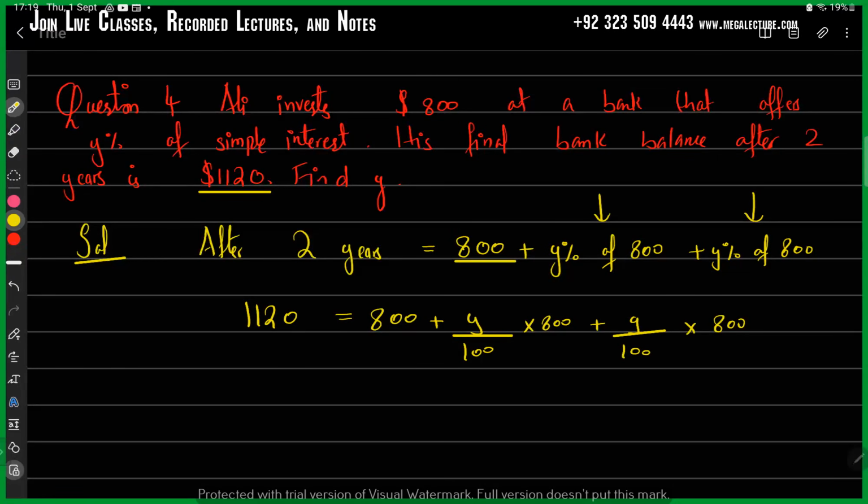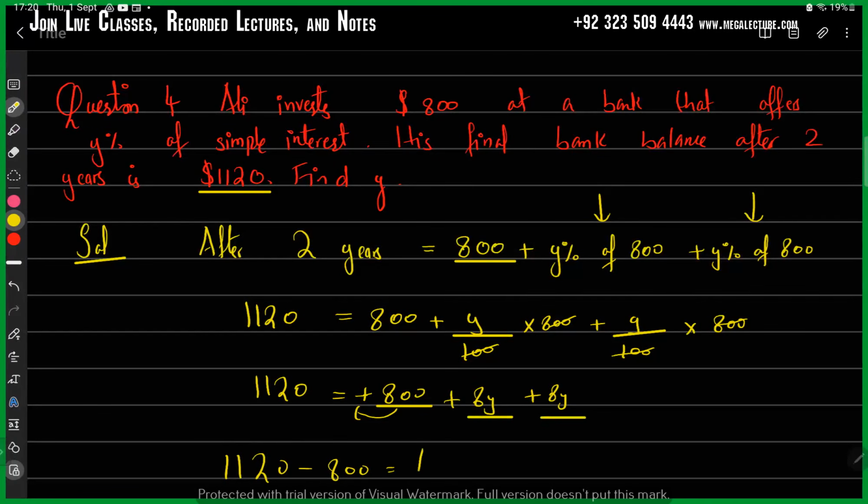Okay, acha. This is 1120 equals 800. These zeros and zeros would get cancelled. Plus 8y plus 8y. I am going to take this 800 on the other side. It's being added on this side. It would be subtracted. So 1120 minus 800 is equal to 8y plus 8y. I can add the both because these are like terms. This is equal to 16y.